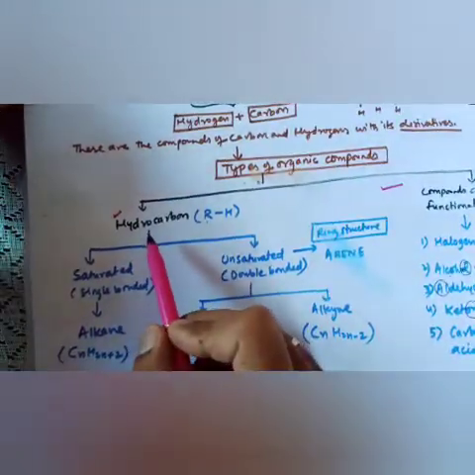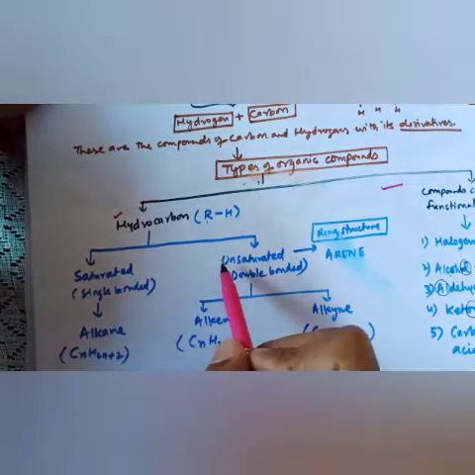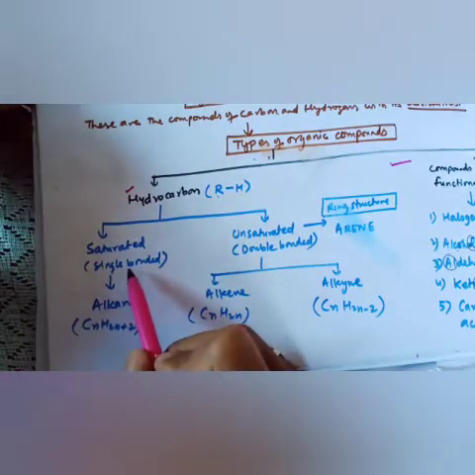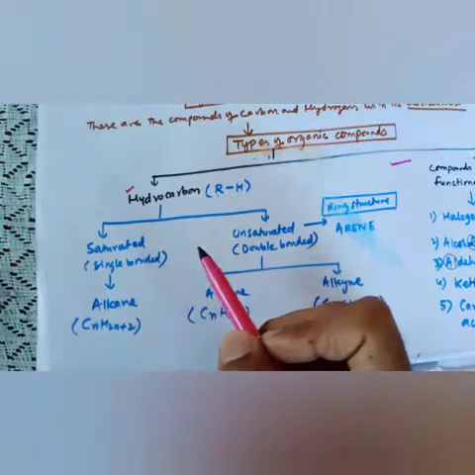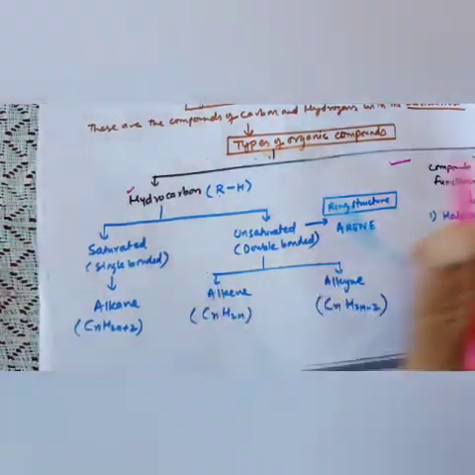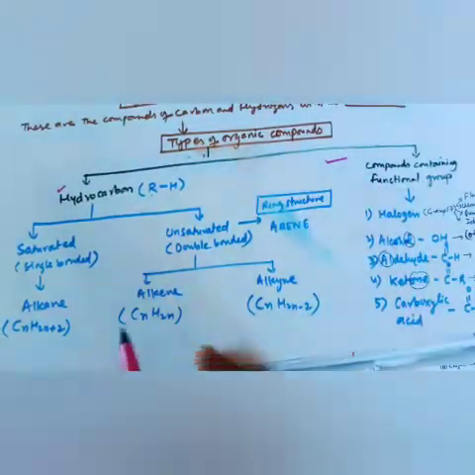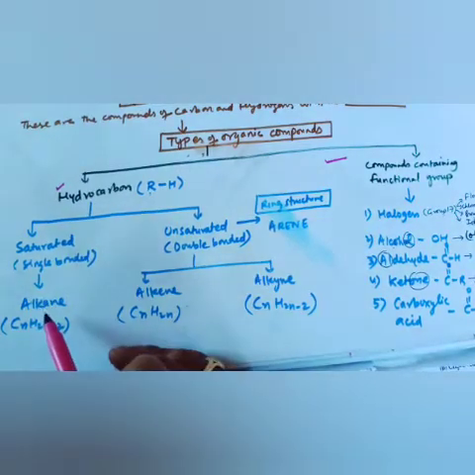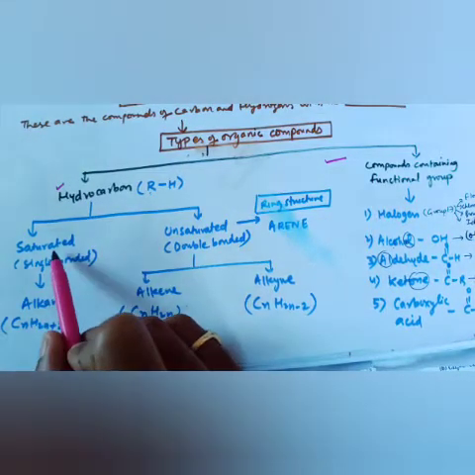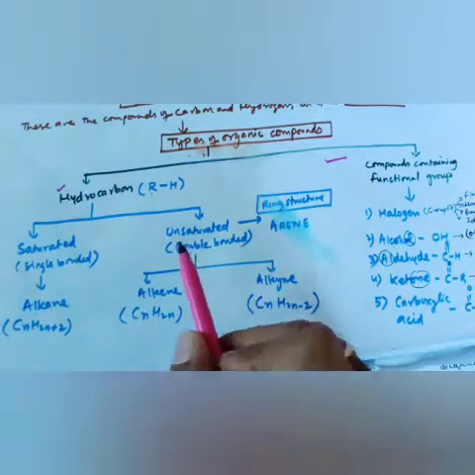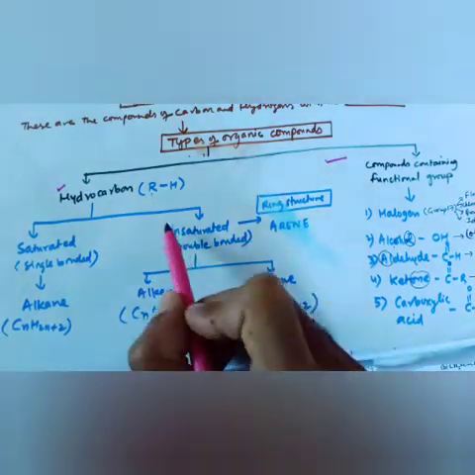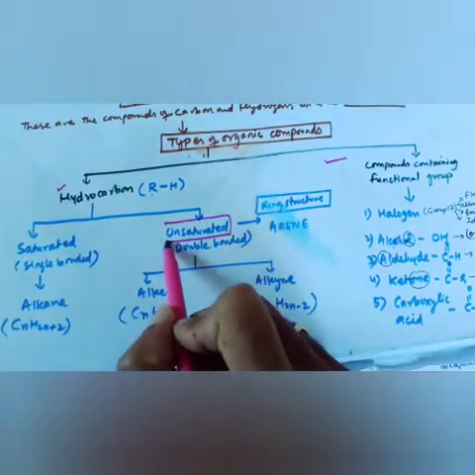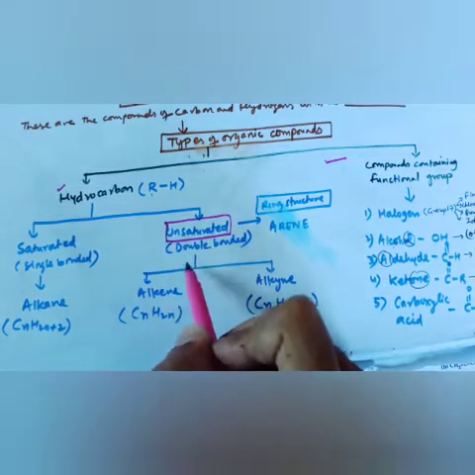Hydrocarbons, I told you, are of two types, saturated and unsaturated. Saturated hydrocarbon is single bonded carbon. Yesterday, a few minutes before, we studied alkane, alkene and alkyne. Alkane is single bonded carbon, which is called saturated. Alkene and alkyne are double or triple bonded carbon, which is called unsaturated, which is not saturated with hydrogen.